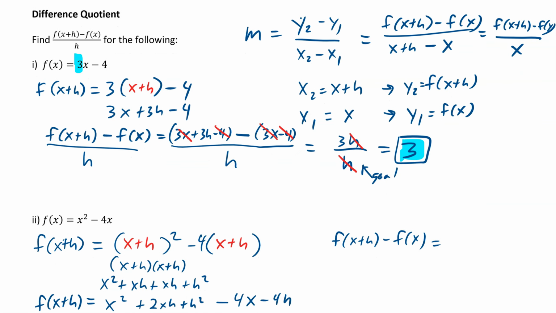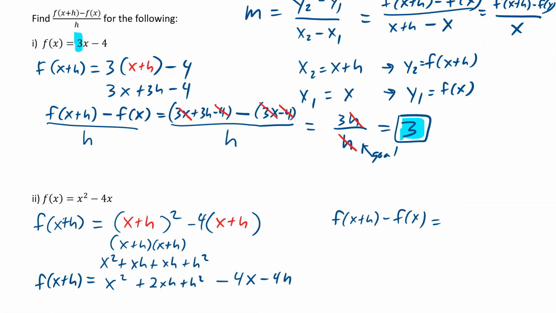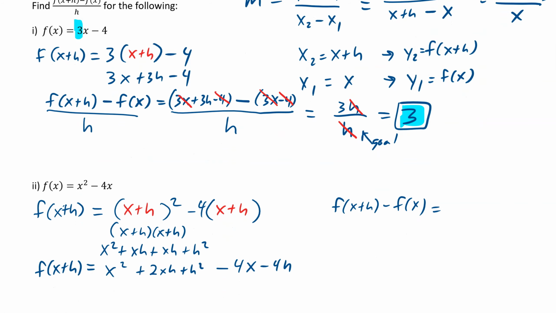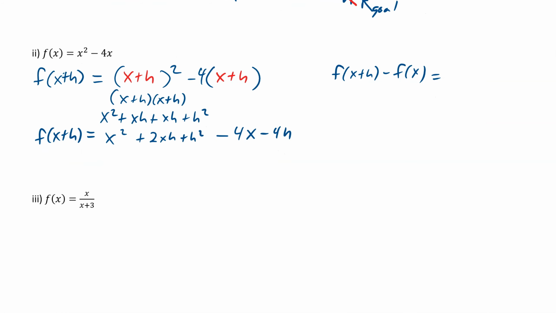So if you look at our formula, it's f of x plus h minus f of x, and then we'll divide it by h. So we do this in parts. What we're now going to do is just look at it. I don't want to write it all out. Our x squared, our 2xh plus h squared minus 4x minus 4h are all going to be subtracted by these two.